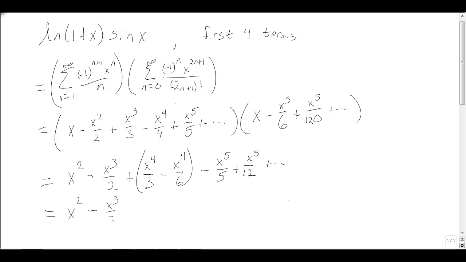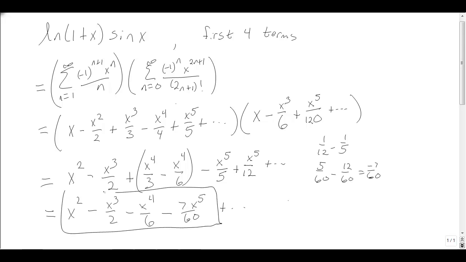So x squared minus x cubed over 2. This is 1/3 minus a 6th. That's 2/6 minus a 6th. So it'll be minus x to the 4th over 6. Let's see, this is going to be a 1/12 minus a 5th in terms of the x to the 5th. So that's going to be 5/60ths minus 12/60ths. That'll be a negative 7/60th. So then minus 7 x to the 5th over 60, and then plus some more stuff. But the first 4 terms here, that's really a Taylor polynomial of order 5.